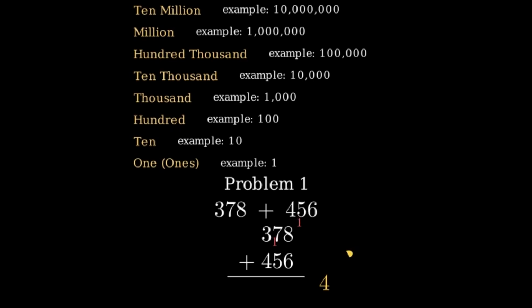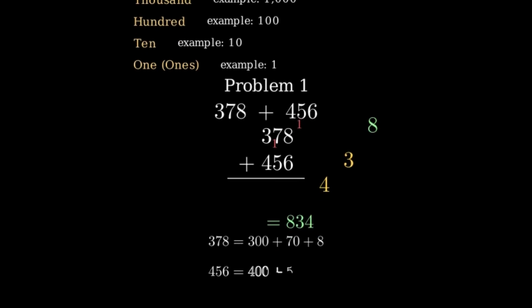Now add the tens column. 7 tens plus 5 tens plus the carried 1 ten gives 13 tens. So we write down 3 in the tens place and carry 100 to the hundreds column. Finally, add the hundreds. 3 hundreds plus 4 hundreds plus the carried 100 equals 8 hundreds. So the answer by the column method is 834.